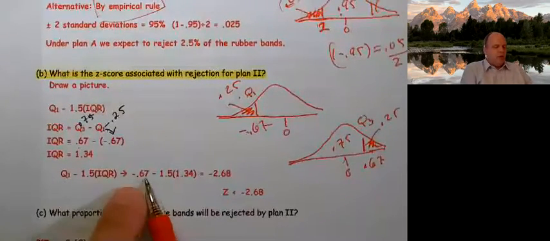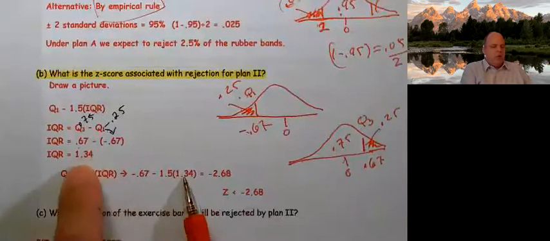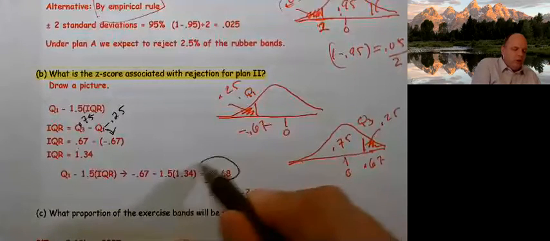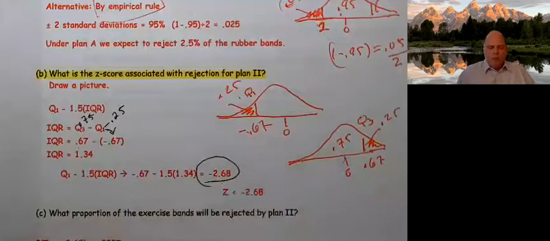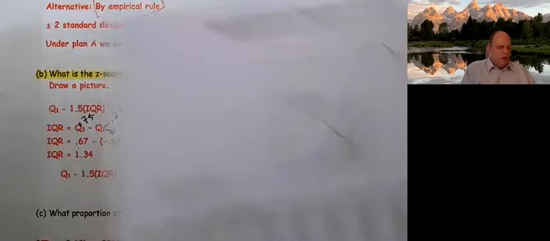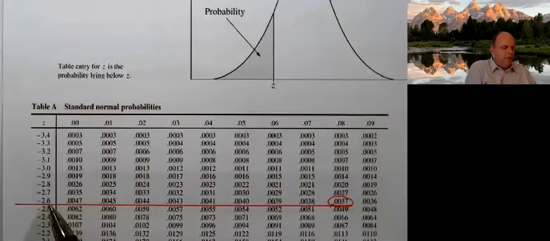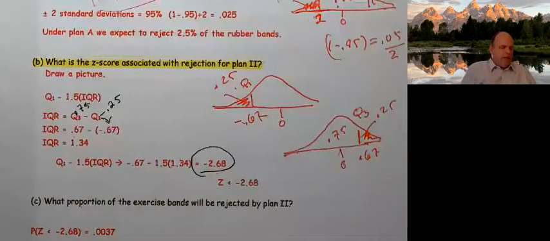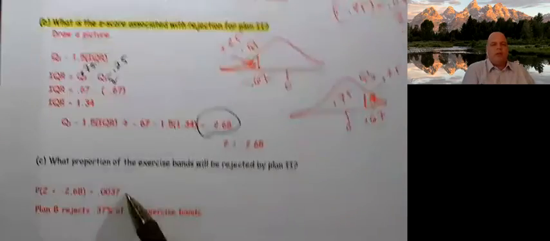Plugging into the formula, my z-score is negative 0.67 minus the 1.5, my IQR of 1.34, gives me a value of negative 2.68. So if you got a z-score of negative 2.68, you'd go look it up on the table. Negative 2.6, all the way to 8, we end up with 0.0037, and that gives me my 0.0037, all right?